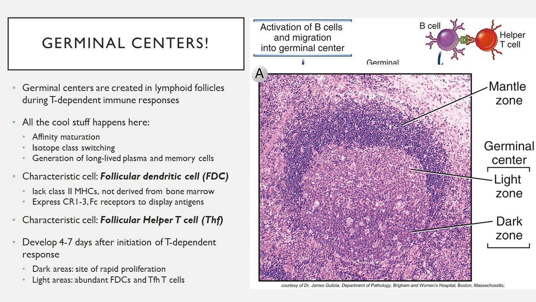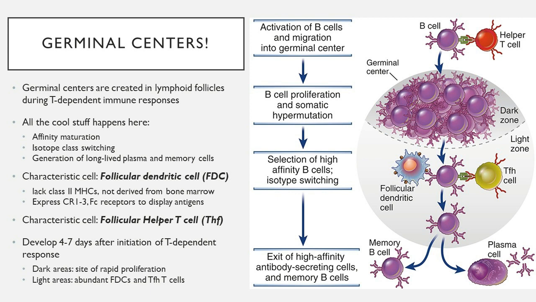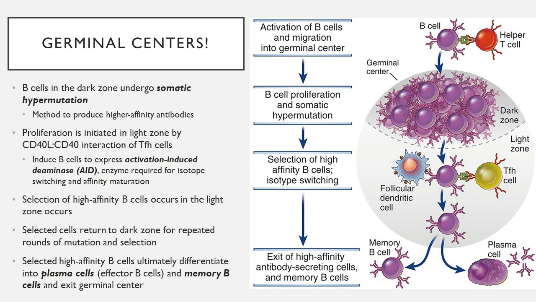So follicular dendritic cells are unique among dendritic cells because they lack class II MHCs. In order to compensate for this and still display antigens to the B cells, they express complement receptors 1 through 3, and also Fc receptors that help them display antigens. So remember, despite their name, these dendritic cells don't share very many similarities with the dendritic cells that we've talked about all throughout class. In fact, they're not even derived from hematopoietic stem cells in the bone marrow. So they come from a different cell lineage.